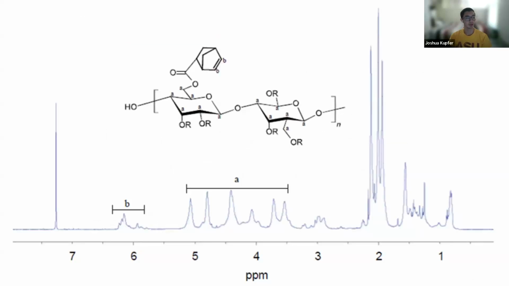The ideal NMR of Norca looks like this, with 6 distinct peaks from 3.5 to 5.5 ppm, which represent the cellulose acetate backbone. There are also peaks around the 6 ppm mark, which show the ene group within the norbornene.